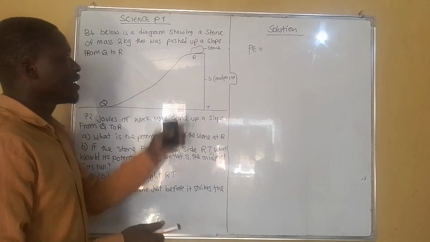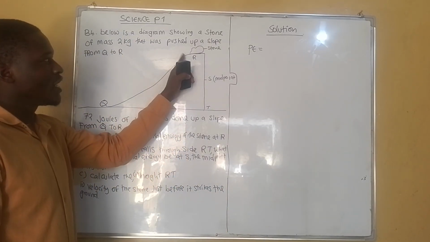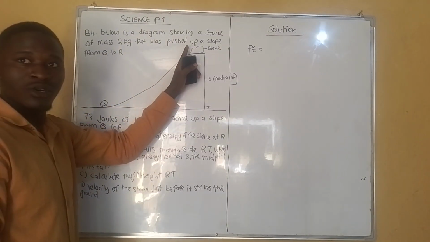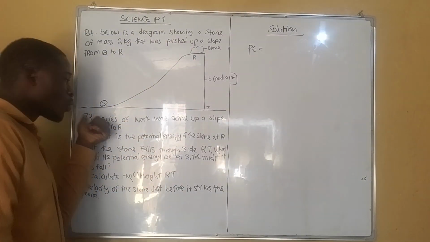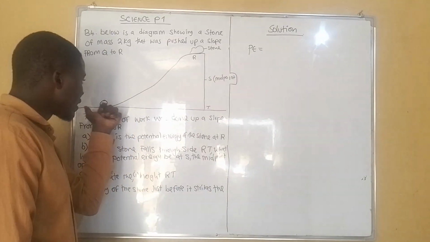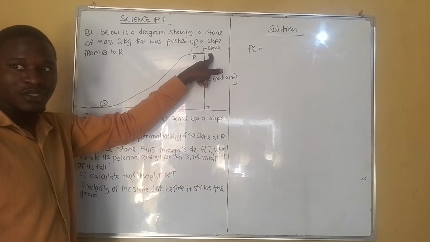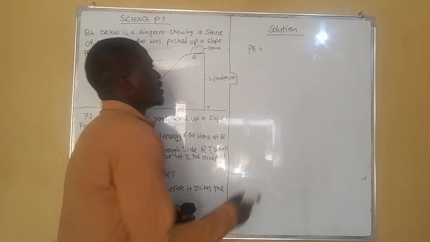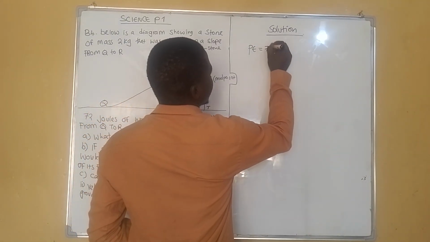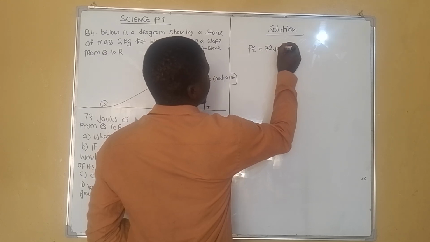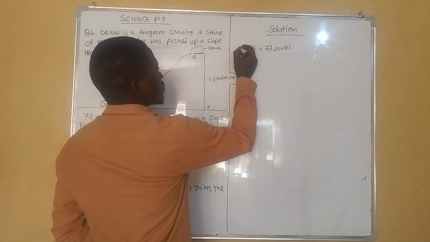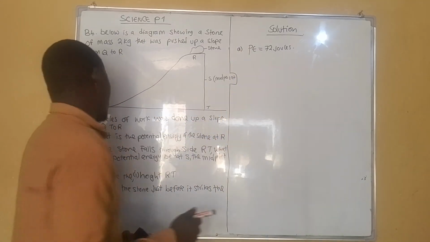Now, the potential energy of an object on top of the slope is just equal to the work that has been done to push that stone up the slope. Are you together? So meaning, what is the potential energy here? 72 joules. So simple, right?